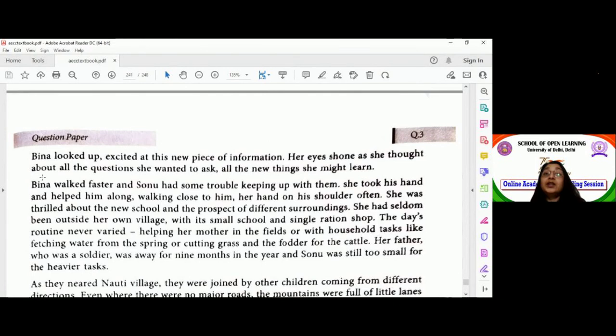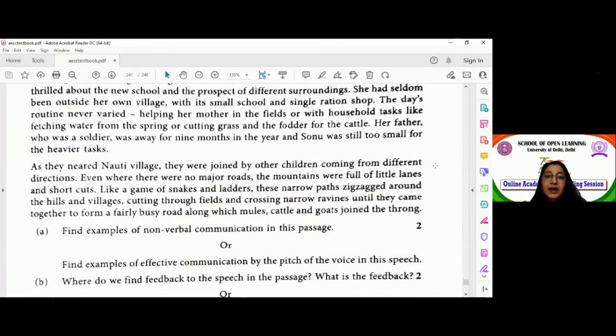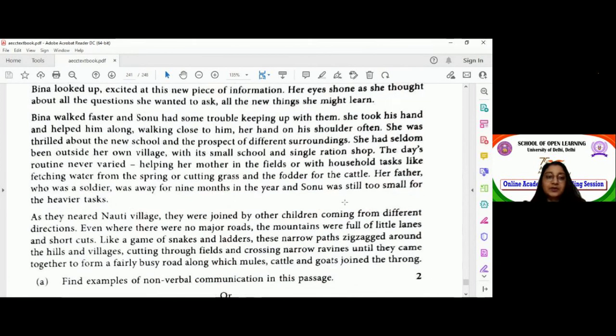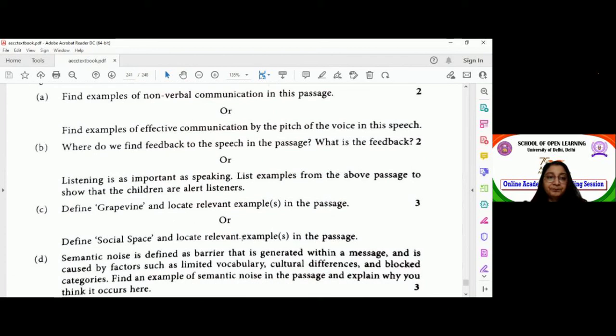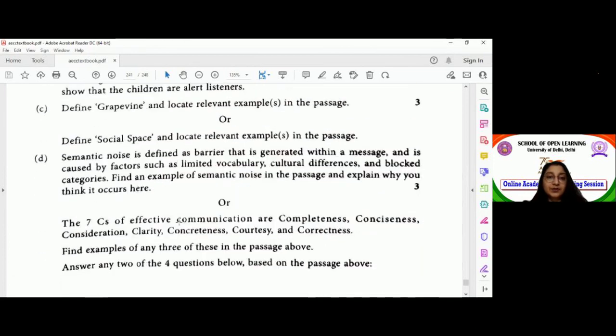Meena looked up, excited at this new piece of information. Her eyes shone as she thought about all the questions, right? Another form of non-verbal communication. Her eyes shone. So you have these other examples over here, which you can go through. Then, of course, we have discussed grapevine. Grapevine in terms of organization, any kind of non-formal conversation that happens in a formal setting, right? Then listening is as important as speaking. List examples from the above passage to show that children are alert listeners, right? So you have that.